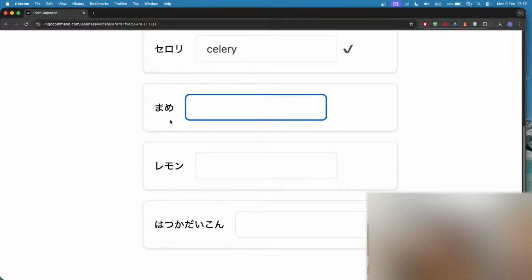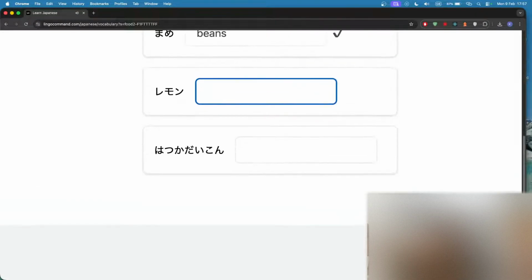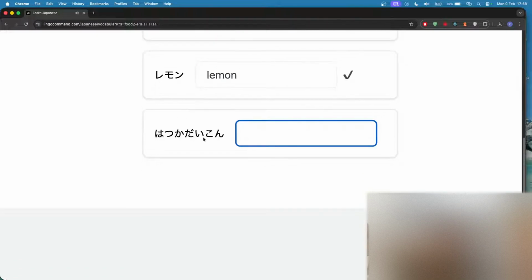Mame is in hiragana, so that's just like a native Japanese word. It's not loaned from a foreign language. So mame just means beans. And the next one here is remon. And this is kind of tricky to pronounce for an English speaker. This sound is somewhere between an R and an L. But yeah, lemon is lemon. And then Hatsuka Daikon is a radish.